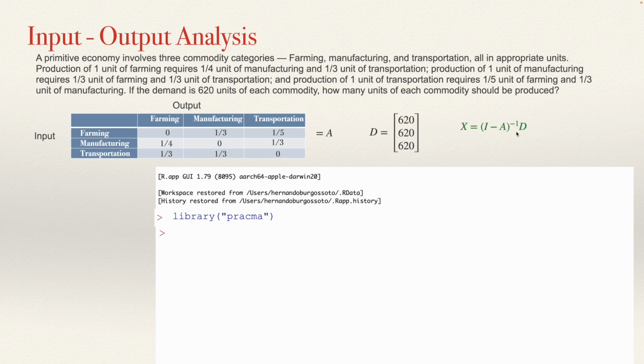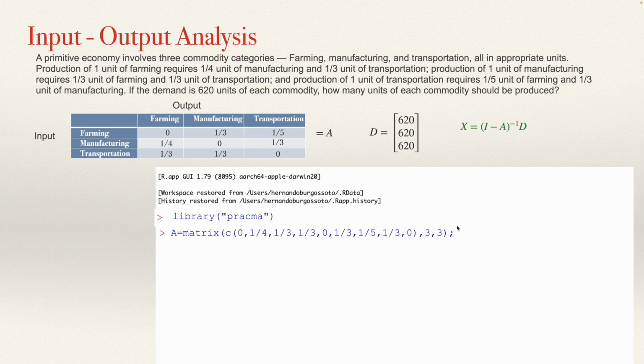So now input the two matrices that we already have, A and D. Remember, to input a matrix, the function is matrix, and you will need to combine in order the columns from top to bottom. So let's do it. A will be matrix(c(0, 1/4, 1/3, 1/3, 0, 1/3, 1/5, 1/3, 0), 3, 3). And this 3, 3 is telling R that we have 3 rows and 3 columns. So first the number of rows, then the number of columns. In this case they are the same, but always remember, first the number of rows, then the number of columns. You combine the columns: first the first column from top to bottom, comma, the second column from top to bottom, and so on.